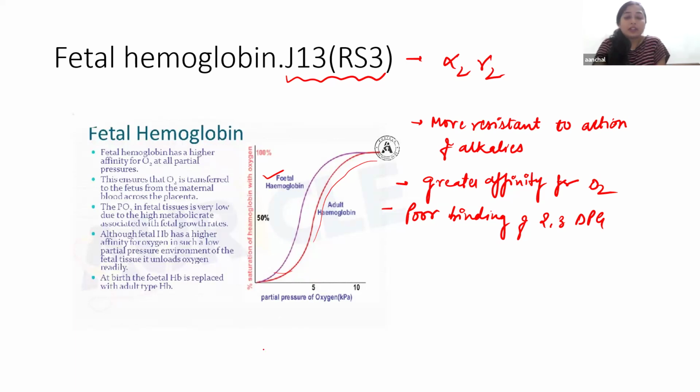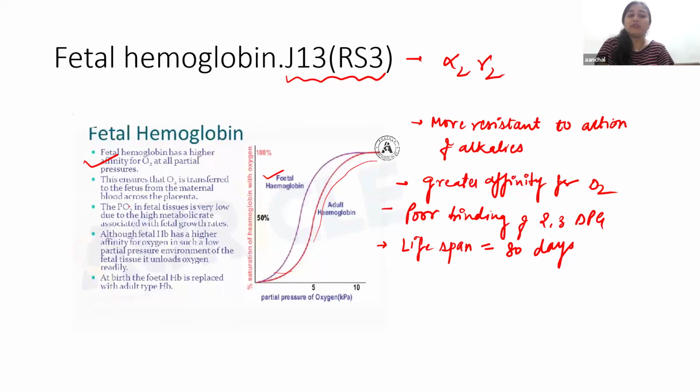Then coming to the lifespan. We know the lifespan of the adult RBC is 120 days, but the lifespan of fetal RBCs is much less, approximately 80 days. Fine. So fetal hemoglobin has higher affinity for O2 at all partial pressures. This ensures that O2 is transferred to the fetus from maternal blood across the placenta.